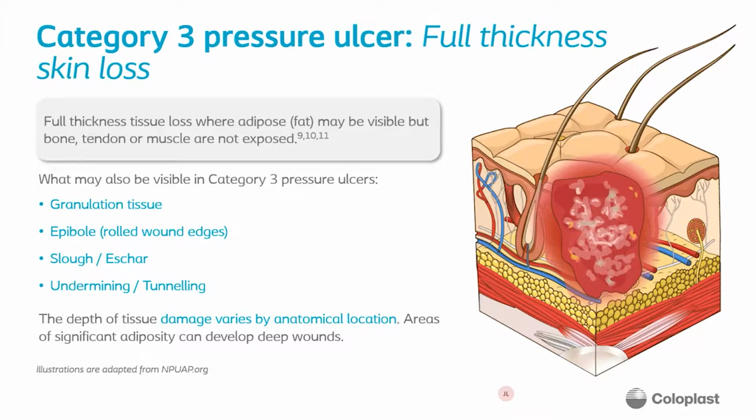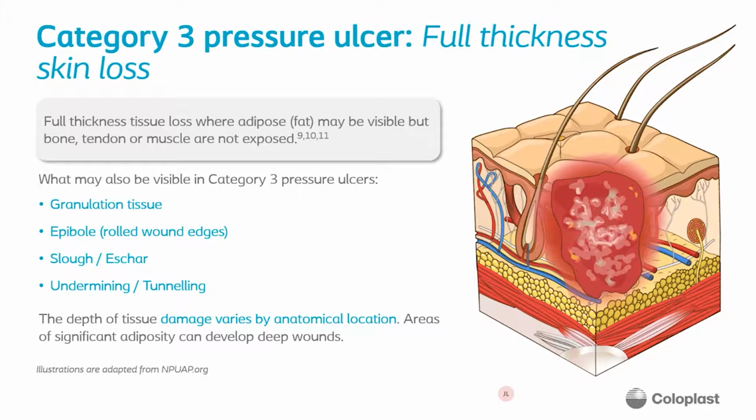So that then brings me back to pressure damage and category 3, full thickness skin loss. That full thickness tissue loss, where the adipose tissue, those fatty tissues may be present, but you definitely won't be seeing bone, tendon or muscle exposure in these category 3 full thickness wounds. You might have some granulation tissue, and there may be rolled edges to the wound. The more chronic a wound is, the longer it's been there, the more likely the edges of the wound will be rolled.